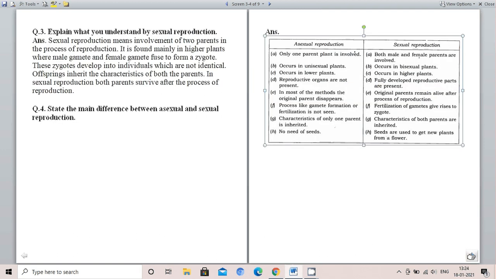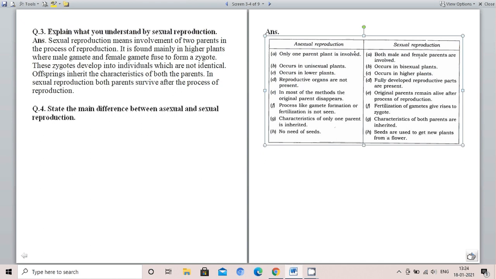Next we have: explain what you understand by sexual reproduction. Sexual reproduction क्या होता है? It is a kind of reproduction in which two parents are involved for the reproduction process. Here in plants we have male gamete and female gamete which fuse together to form a zygote. This zygote develops into individuals which are not identical to each other. As sexual reproduction includes two parents, variations occur. Therefore, the offspring is totally different from the parent.